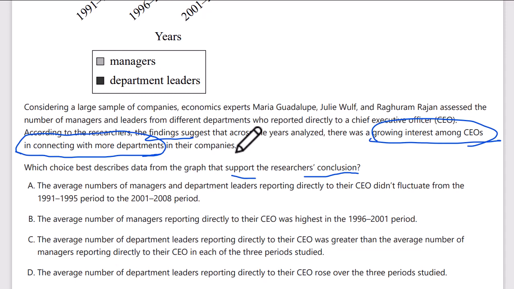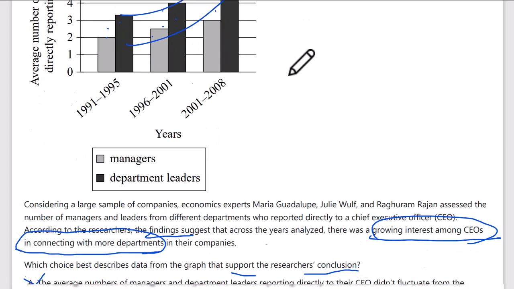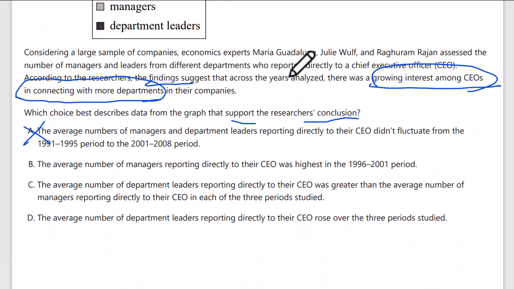That's not true. Of course it fluctuated. The numbers went up. We saw it in the chart. B, the average number of managers reporting directly to their CEO was highest in the 96 and 01 period. No, in the middle, it was higher in 2001 and 2008. So again, this is not true. It's just simply not accurate to the graph.